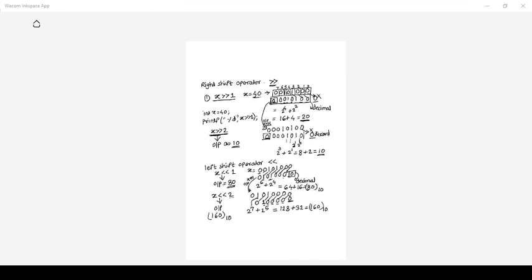Okay, I hope you understood this left shift and right shift operator. When you type the code on the Turbo compiler, you will see this type of output, and the logic behind this is this.